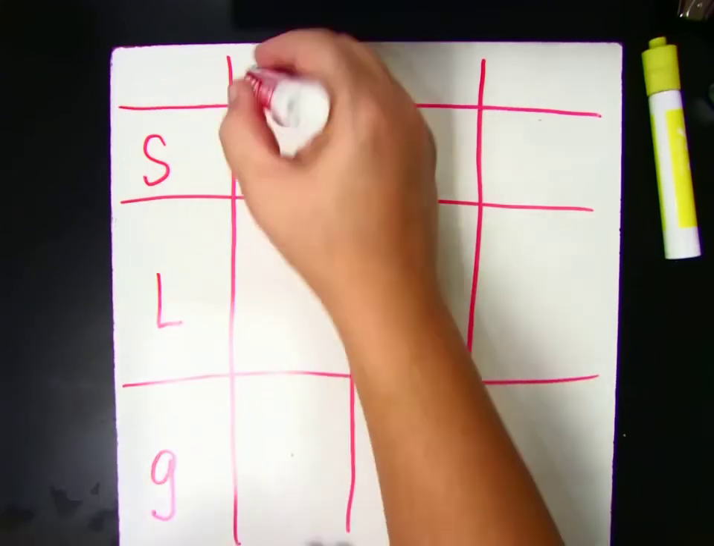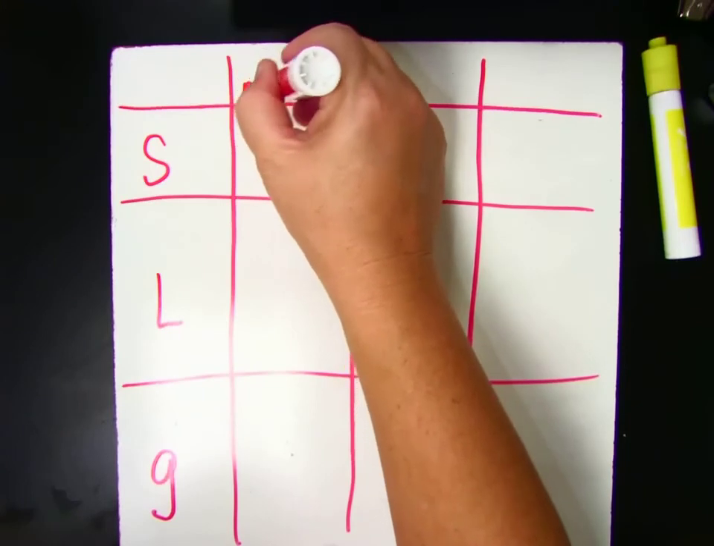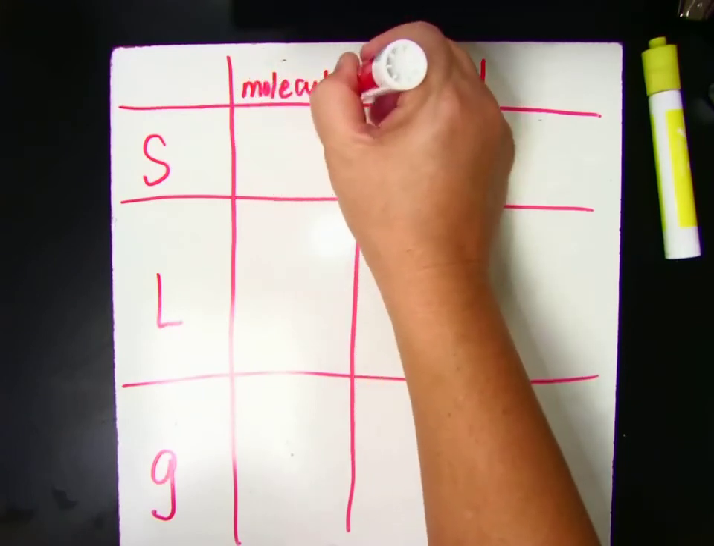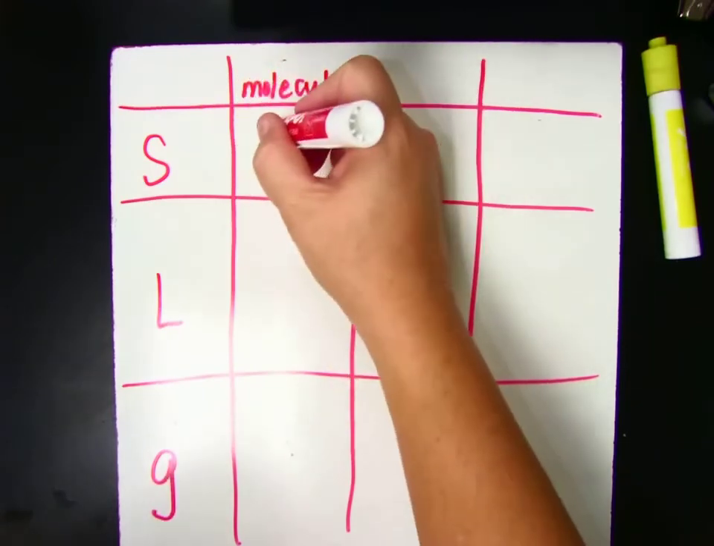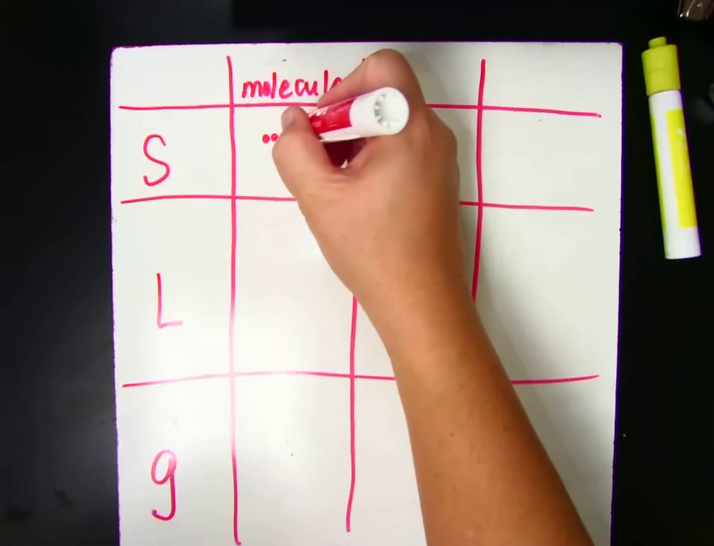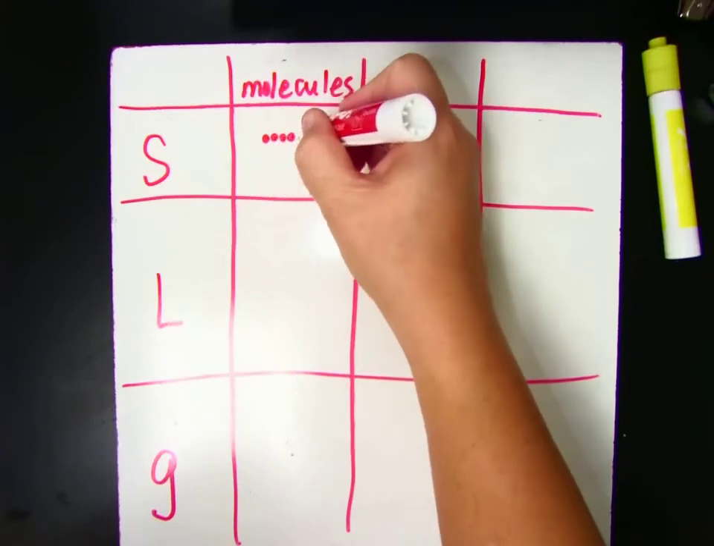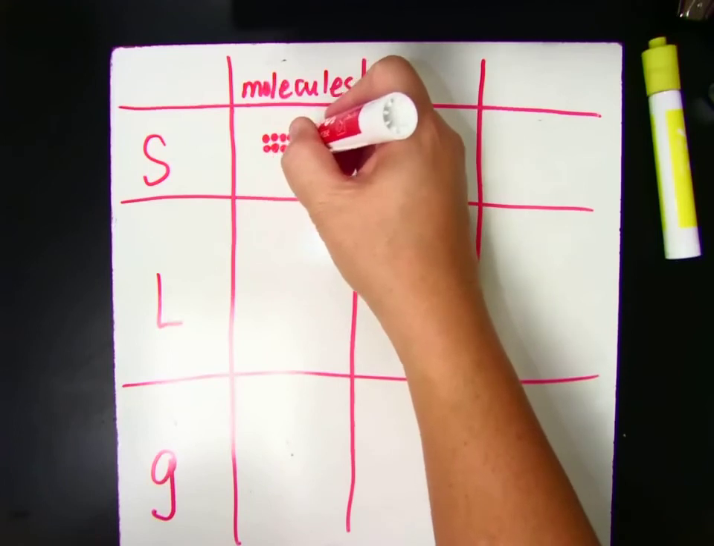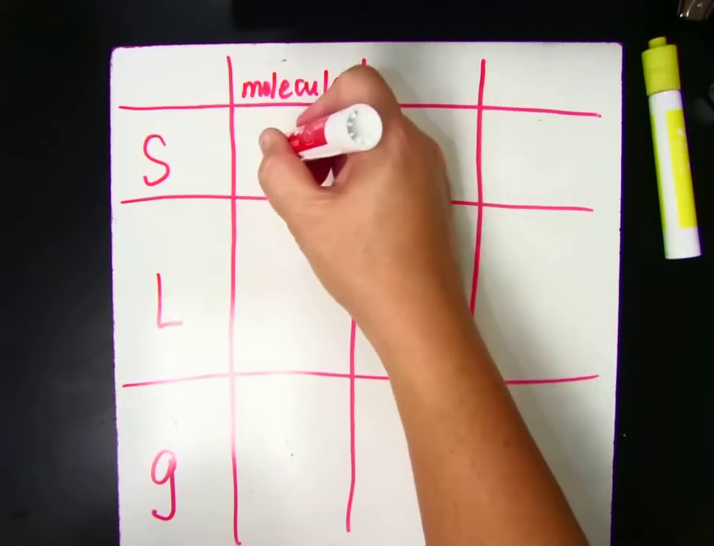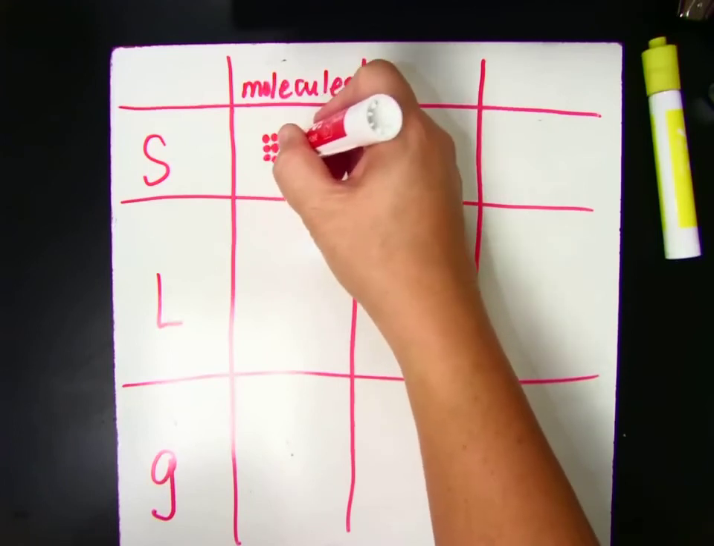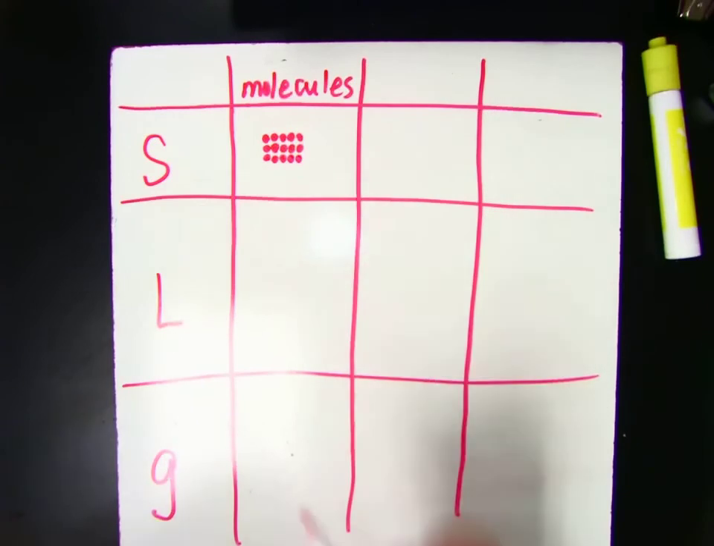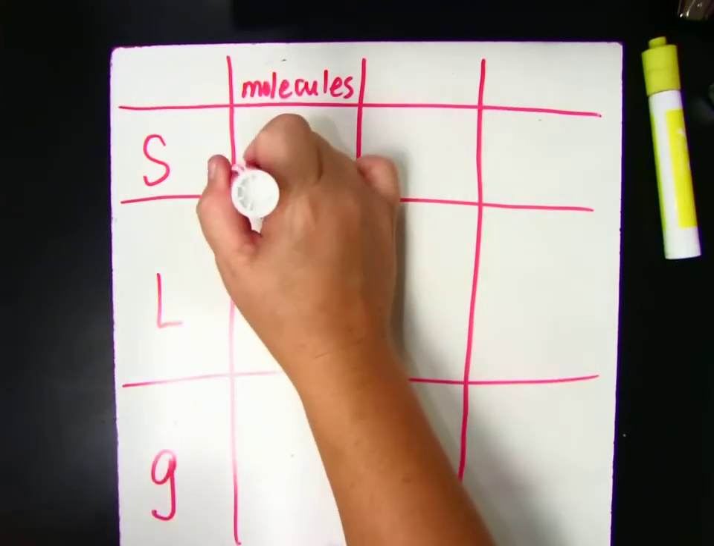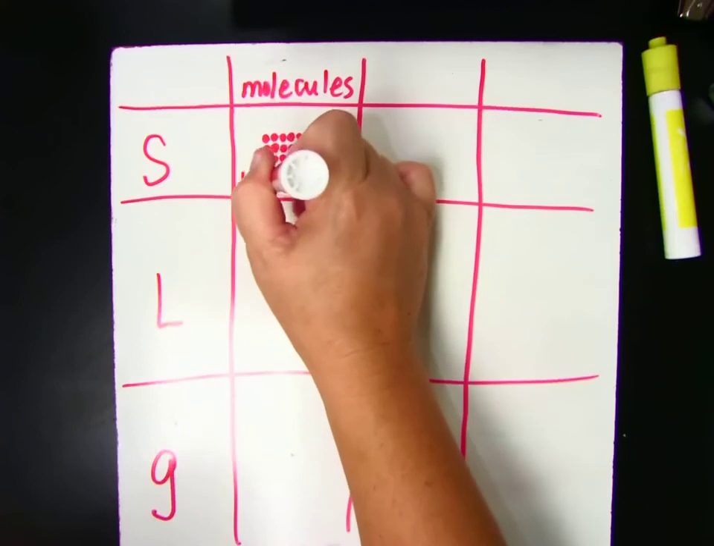Okay, and if we look at the molecules of each of these, we will see that in a solid, the molecules are very tightly packed. This is like going to a party that has so many people in it, you couldn't even fit inside. So we couldn't add another molecule to that. So that's what a solid is. The molecules are tightly packed.